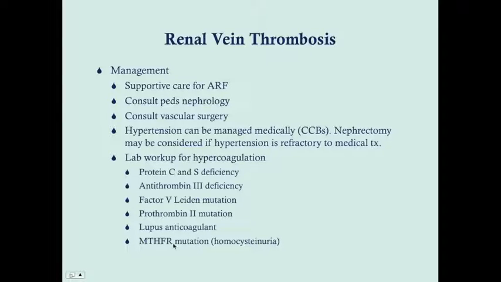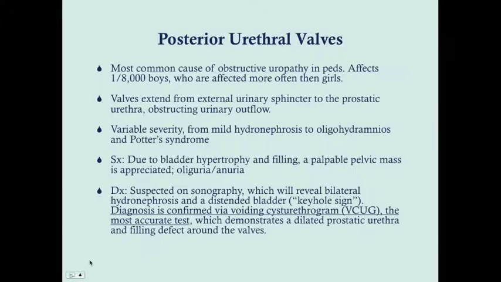So this is an enzyme, I think it's methionine tetrahydrofolate reductase, don't quote me, but this is responsible for catabolizing homocysteine. And this is the mutation that is present in children with homocystinuria. And homocystinuria is a risk factor for thrombi, puts you in a hypercoagulable state.